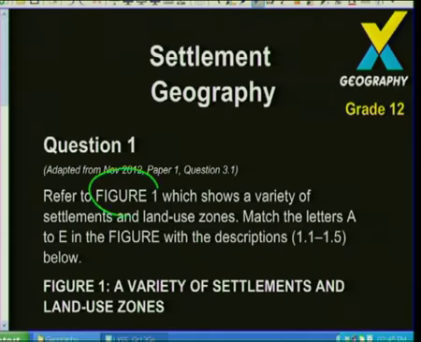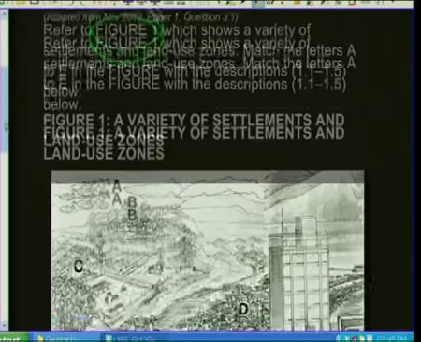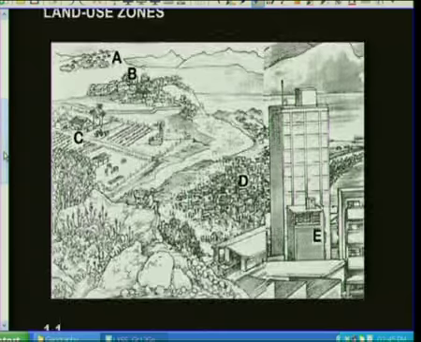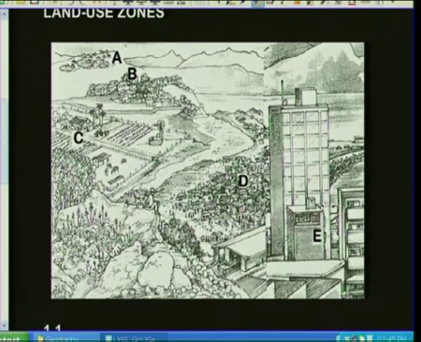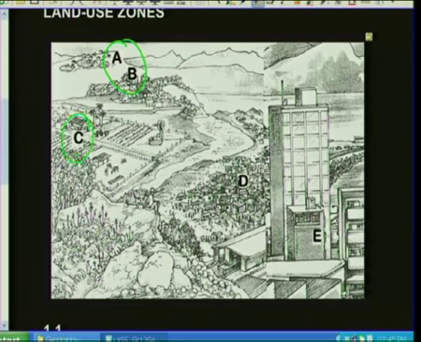Refer to figure 1, which shows a variety of settlements and land use zones. Well, that's good news because we've already understood from our definitions about the land use zones, so we should be looking for them now. Match the letters A to E in the figure with the descriptions below. Well, before we even get to those descriptions, let's take a look at the picture itself. We've got our letters A and B up in the top left-hand corner, C over here, D over here, and E in the bottom right-hand corner.